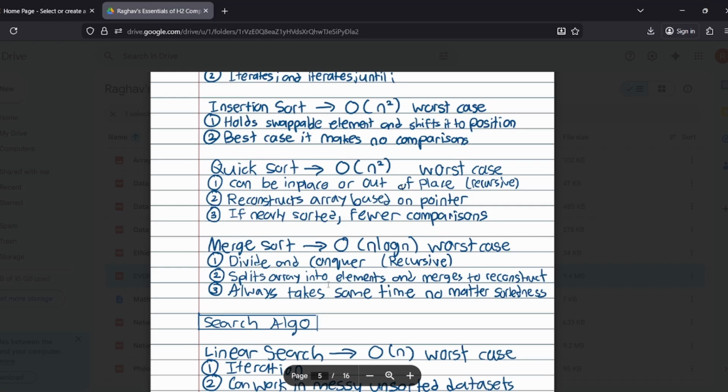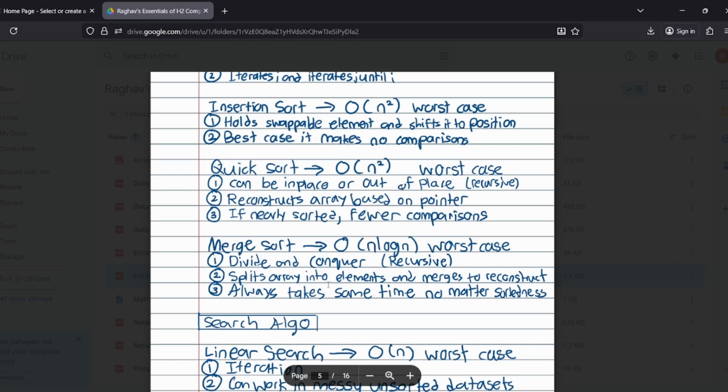Merge sort's a bit different. Merge sort, no matter what, will give you n log n, because it always splits depending on how large your array or your list is. It's a divide and conquer recursive one. It splits arrays into smaller and smaller arrays until they split into elements, and merges them in the right order to reconstruct, which is one of my favorite algorithms of all time actually.